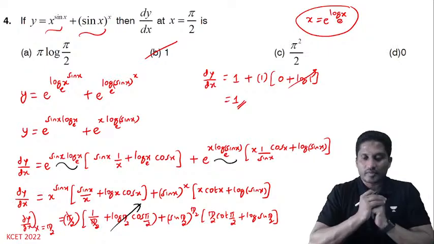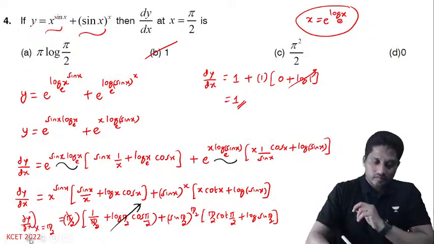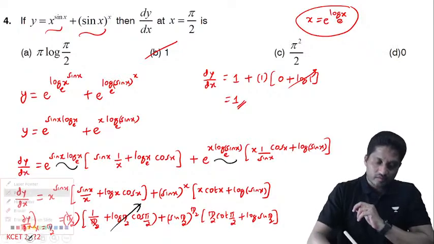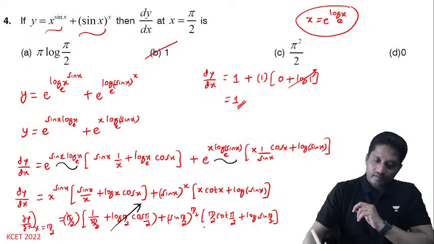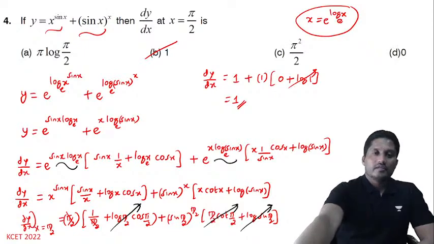Pi by 2 will cancel with pi by 2. There you will get 1. Remaining all the terms will be 0. Cot 90 is 0. Log 1 to any base is 0. All will be 0, but 1 is left out. Answer will be option B. Let's move to the next question.